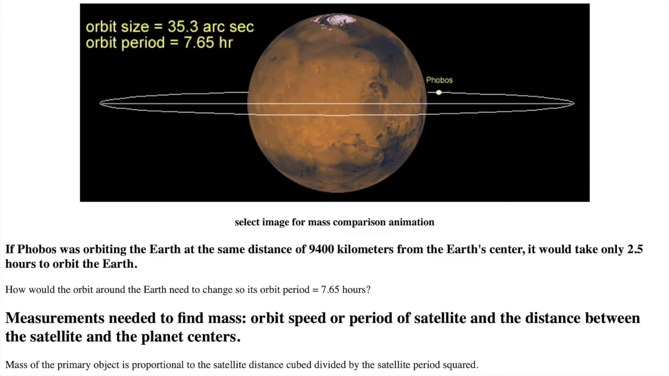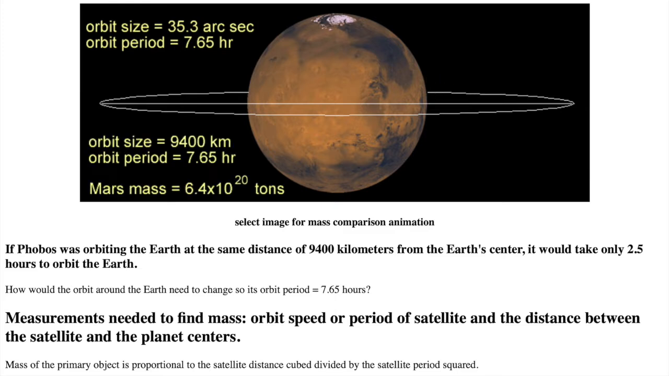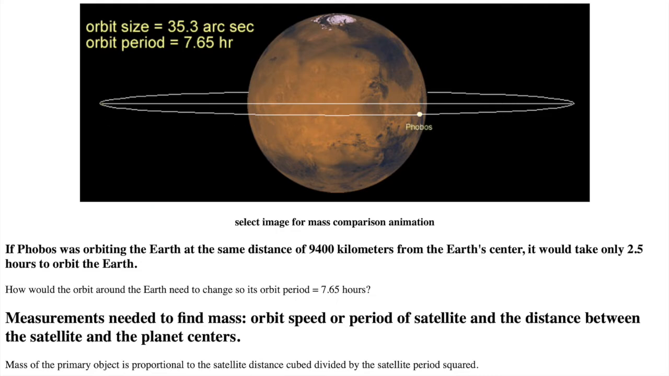To summarize the measurements needed to find the mass, you need either the orbit speed or orbit period and the center-to-center distance between the planet and the satellite.